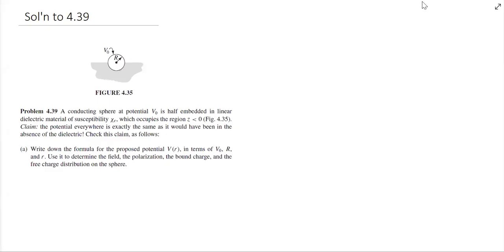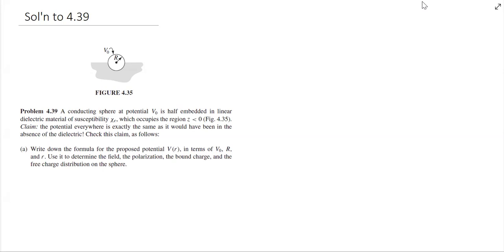Hello, everybody. Today I will be solving problem 4.39 from Griffiths E&M 4th edition. This problem states: a conducting sphere at potential V0 is half embedded in linear dielectric material of susceptibility chi subscript e, which occupies the region z is less than 0. The claim is that the potential everywhere is exactly the same as it would have been in the absence of the dielectric. We're going to check this claim through some steps.